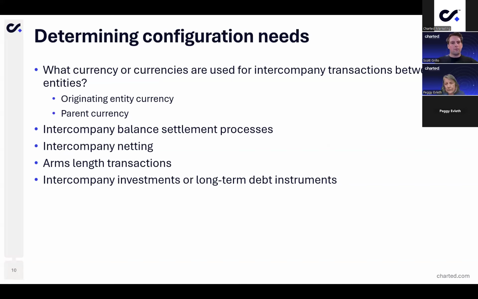Intercompany netting is what happens. It's a process that you can do in NetSuite. All it does is it nets an intercompany AP and an intercompany AR balance for the same entities. So I'm company A. I have a receivable of $1,000 from company B. I have a payable of $500 to company B.